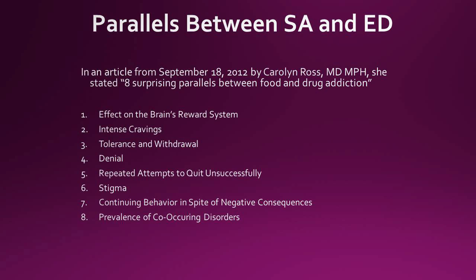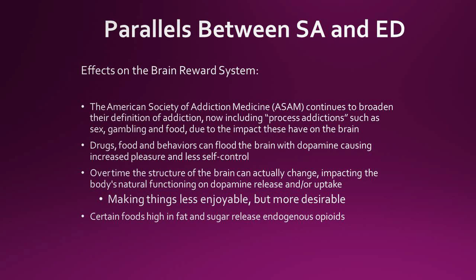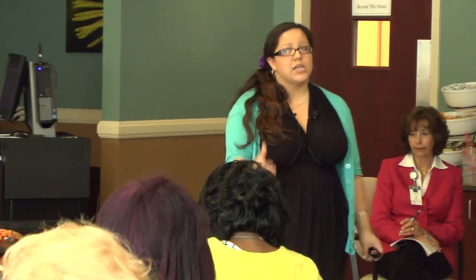So Carolyn Ross did this really great article on 8 surprising parallels between food and drug addiction. The first one is the effect on the brain reward system, which is a lot of what Valerie talked about. Catch me up here. Okay. So ASAM continues to broaden their definition of addiction, including process addictions. And now even the DSM has broadened their definition of addictions, right? They added gambling. They're working on adding internet gaming. So they're looking at process addictions. And now sometimes what people consider can actually put food in a process addiction. I think it's more of a chemical dependency just because we ingest it and what it does within the body. But that's my preference. But basically, they all have an impact on the brain.